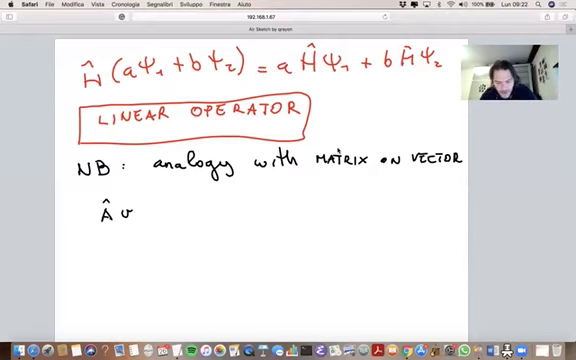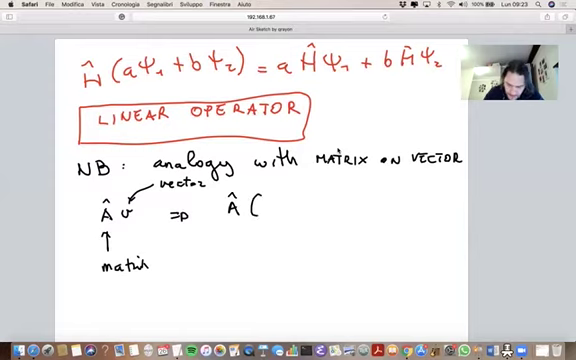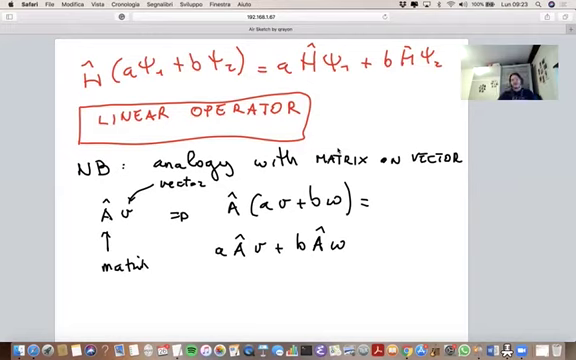with a hat and the vector without a hat. Now we know that matrices are linear in the sense that if I have a matrix acting on a linear combination, we all agree that this will be a linear combination of the action of the matrix on each of the vectors.